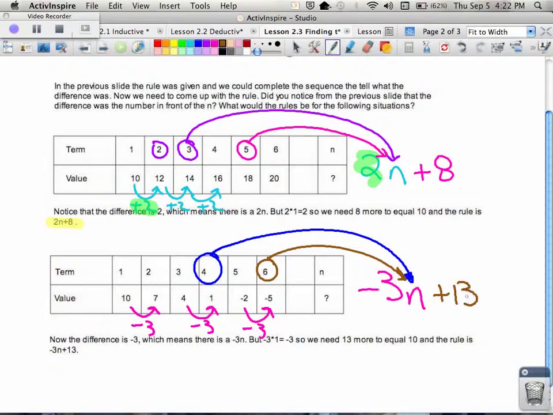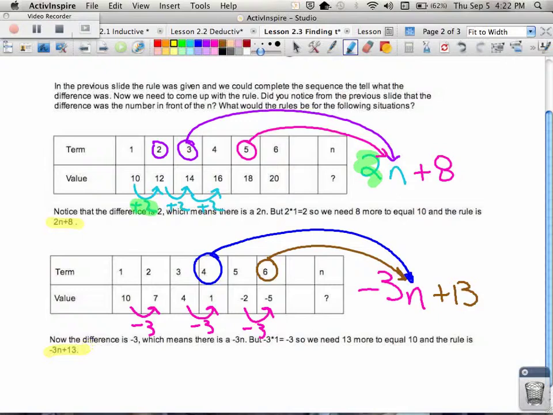So I add 13 to my pattern to adjust for what's actually going on. So now my rule is negative 3n plus 13. And this negative 3n plus 13 will generate any value in the box.